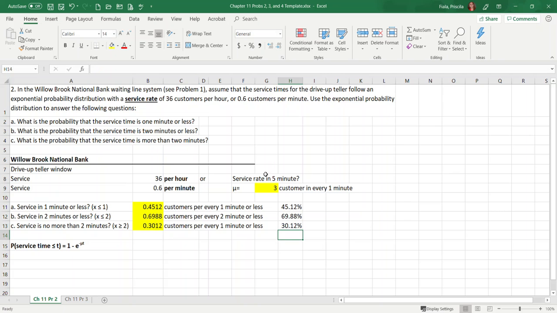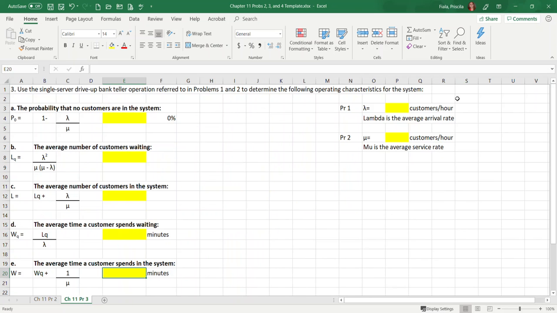So again, it all sounds very confusing, but it's all a matter of following the formulas and it should not be very confusing. Now with all the information for 1 and 2, I'm going to be able to calculate 3, which I'm just going to keep going. Okay, so use this single server drive up bank teller operation, referred to in problems 1 and 2, to determine the following operation characteristics for the system.